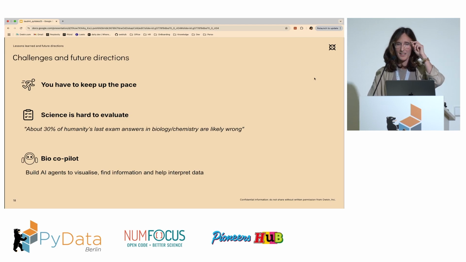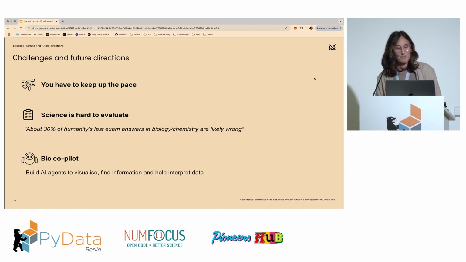Also, science is hard to evaluate here. Usually a biology question cannot be answered by yes or no. It's almost all the time, it depends. So it depends on what? It depends on a lot of things.